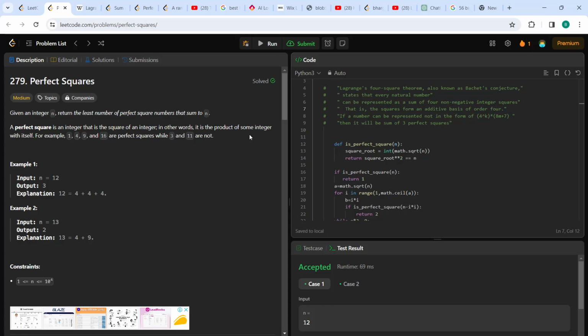Here is the solution for this problem: Perfect Squares. Now let us see the problem statement. Given an integer n, return the least number of perfect square numbers that sum to n.